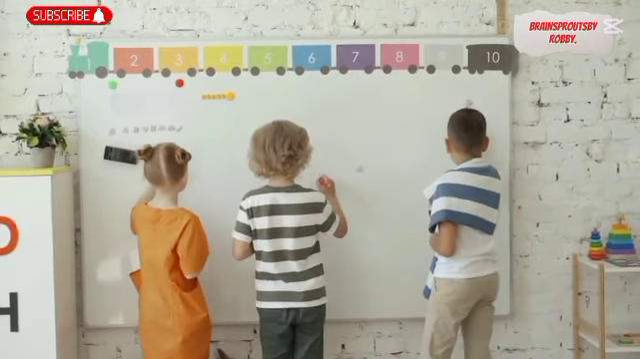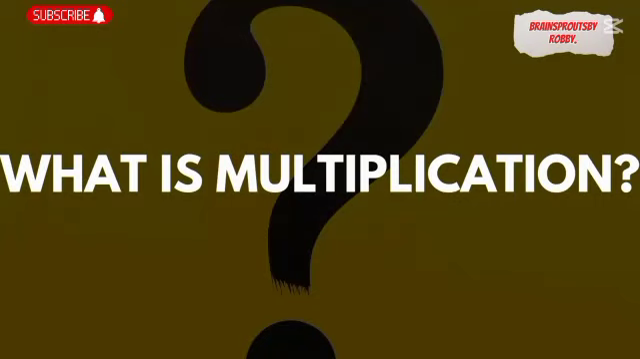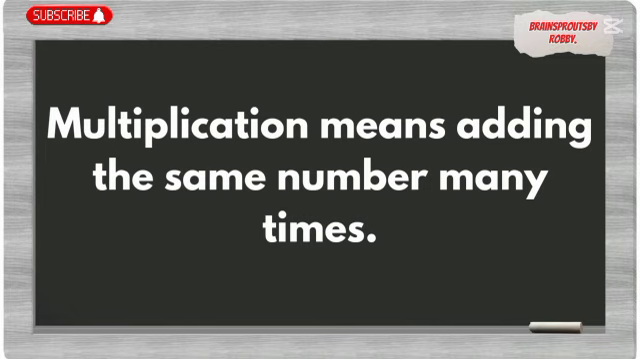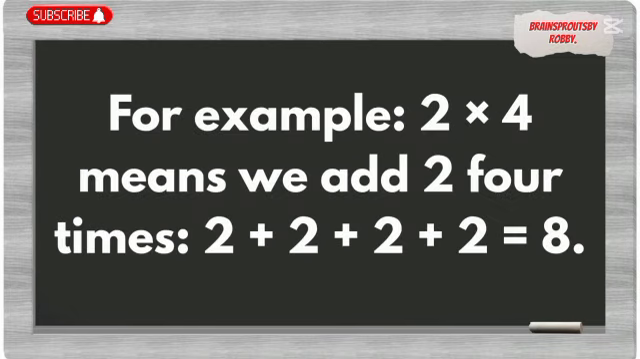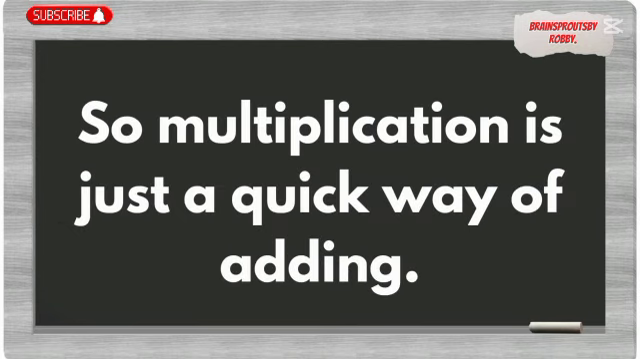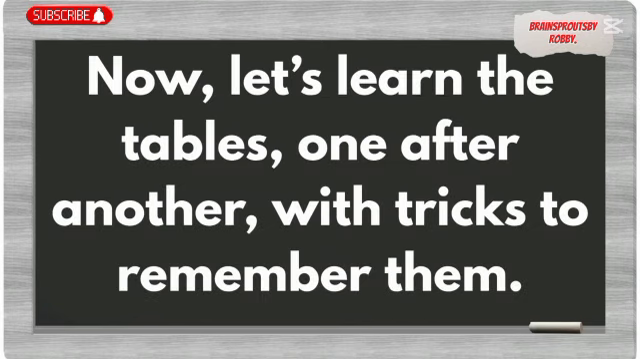Before we start, I want to ask you Brainsprouts, what is multiplication? Pause and tell me the answer before I say it. Multiplication means adding the same number many times. For example, 2 times 4 means we add 2, 4 times. 2 plus 2 plus 2 plus 2 equals 8. So multiplication is just a quick way of adding. Now, let's learn the tables, one after another, with tricks to remember them.